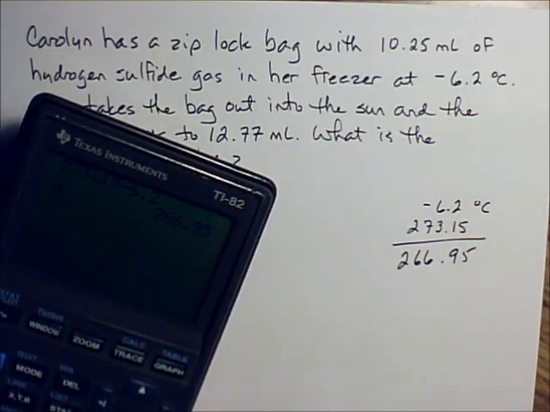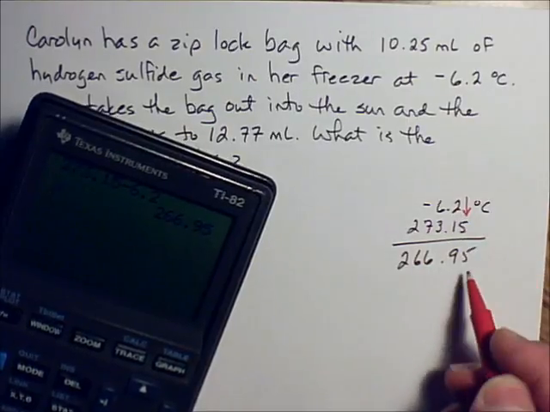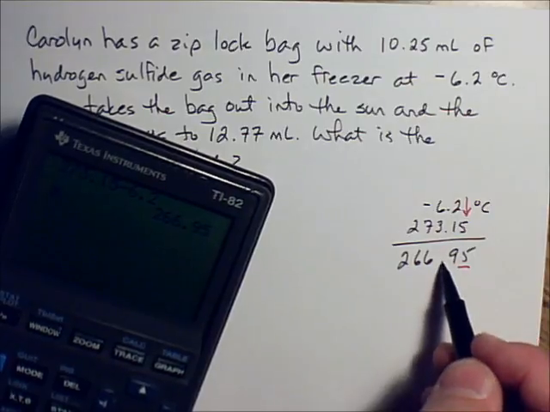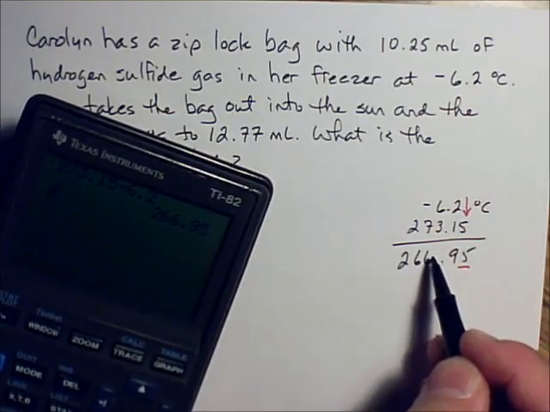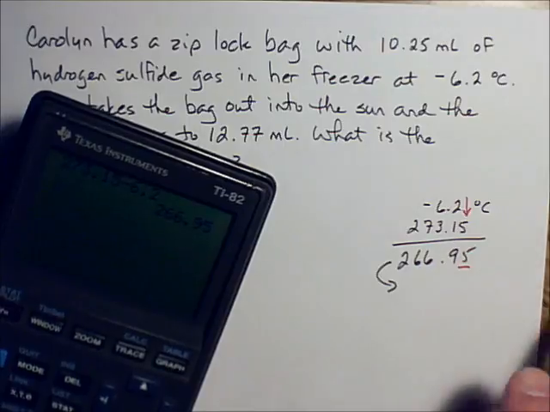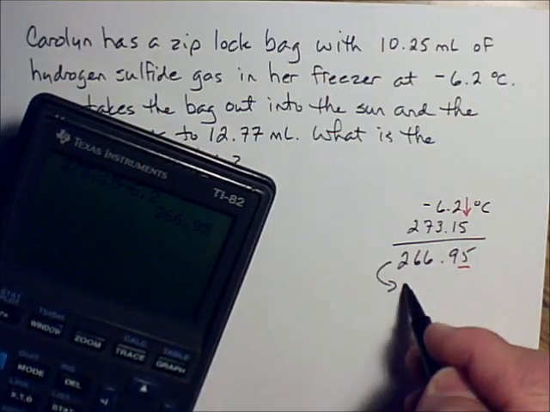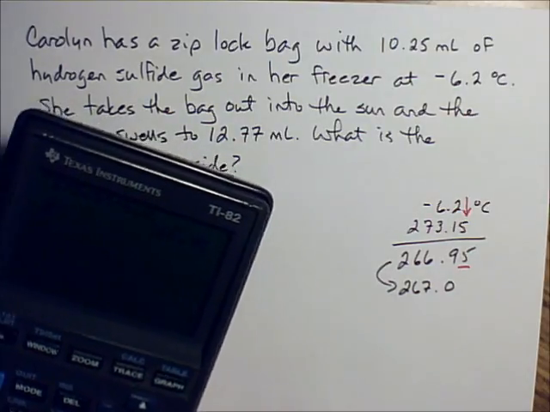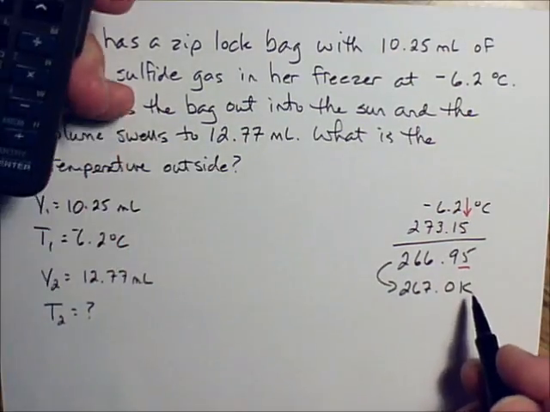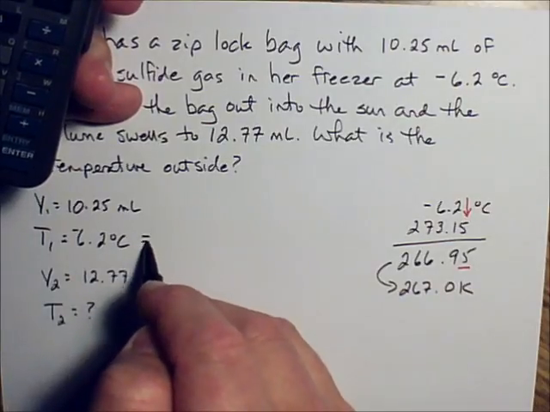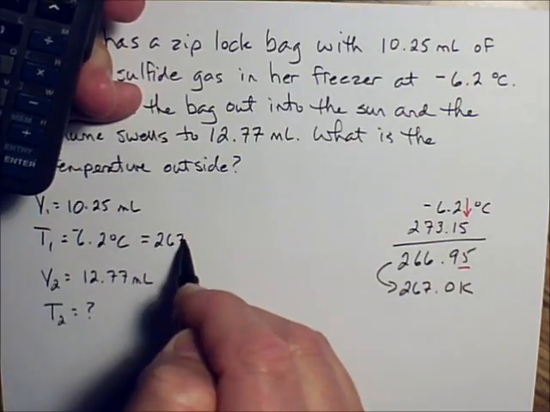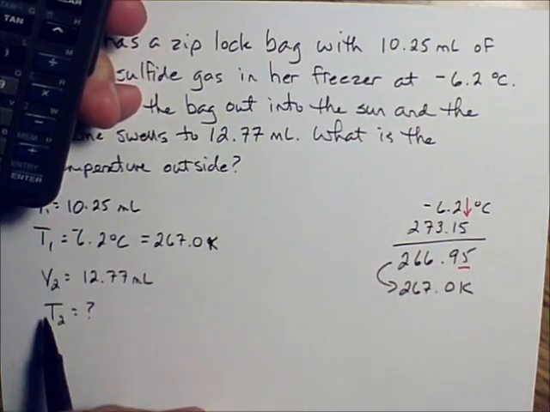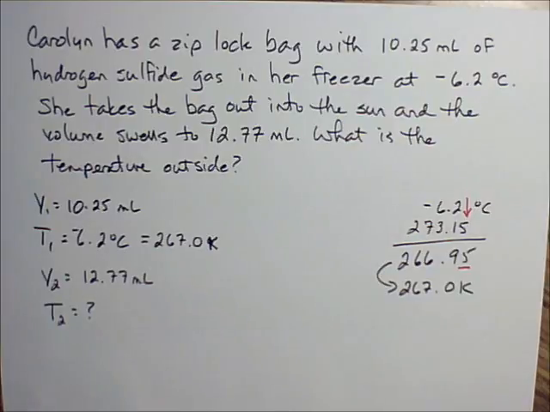That's 266.95. We've got an empty slot right here. That 5 has to be rounded off. This 9 then rounds up to a 10, and the 1 then is stuck on over here and added to this 6. So we're going to get 267, and we have to have that 0 there because that's part of the precision of the answer. So there's the temperature we actually want, 267.0 K.